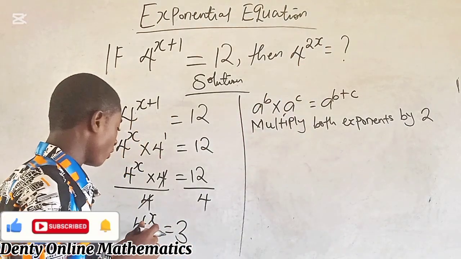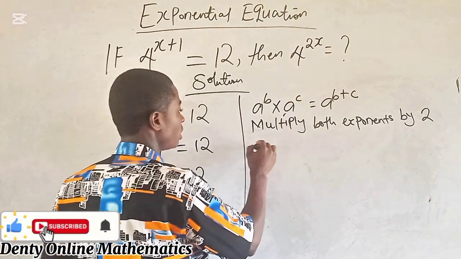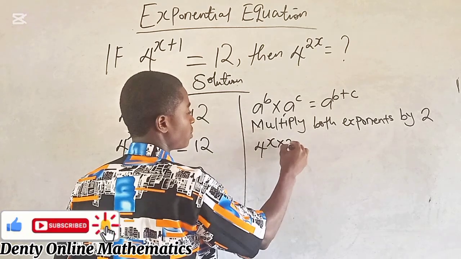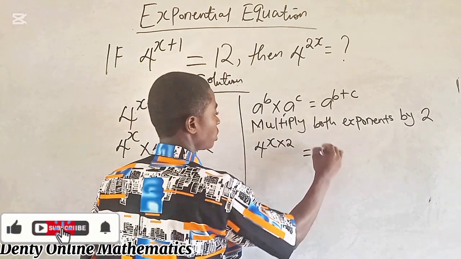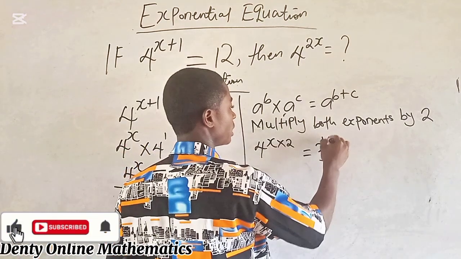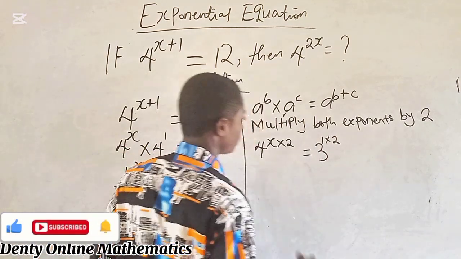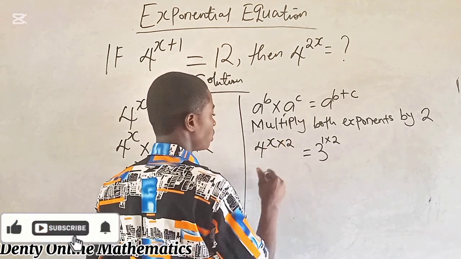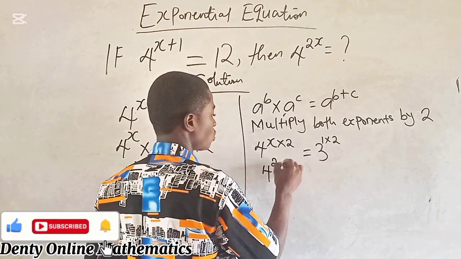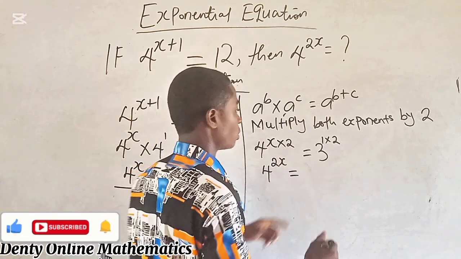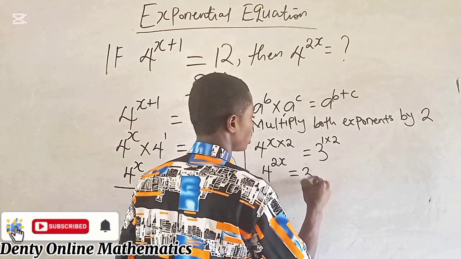So if I multiply the exponent x of 4 by 2, that will give me 4 raised to the power of x times 2, equal to 3, which is 3 raised to the power of 1, so this will be 1 times 2. Likewise, I'm going to have 4 raised to the power of x times 2, which is the same thing as 2x, equal to 1 times 2, which is 2.